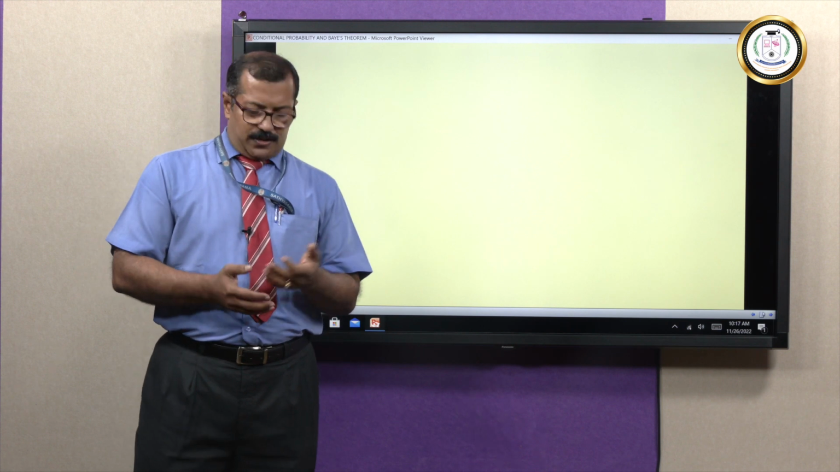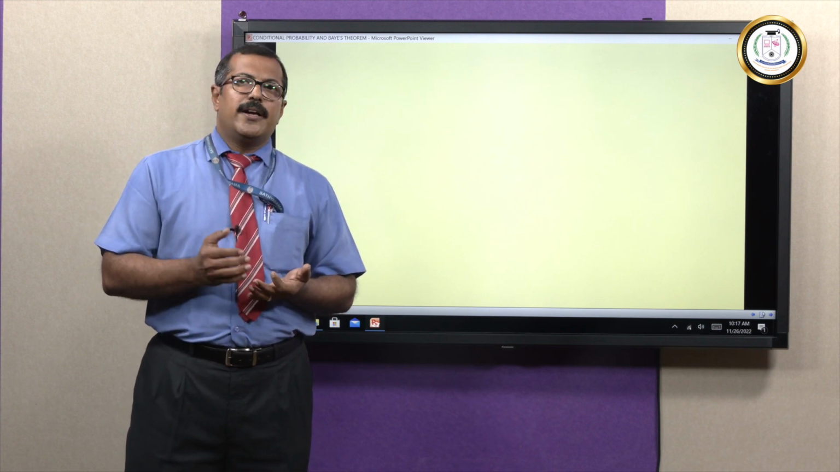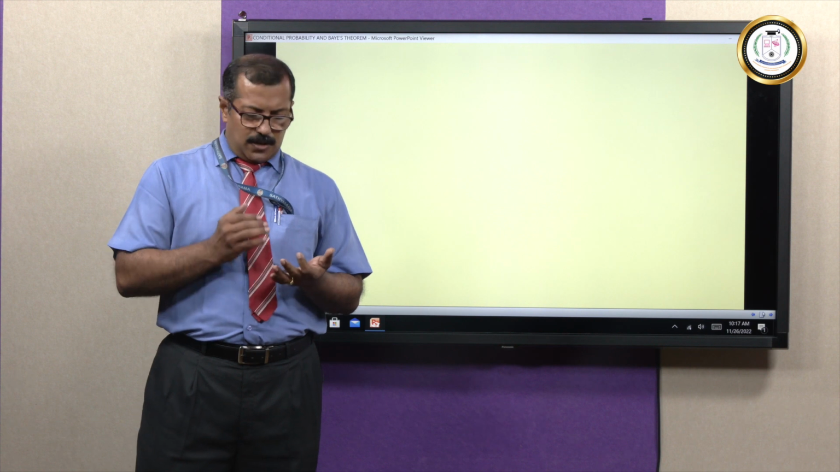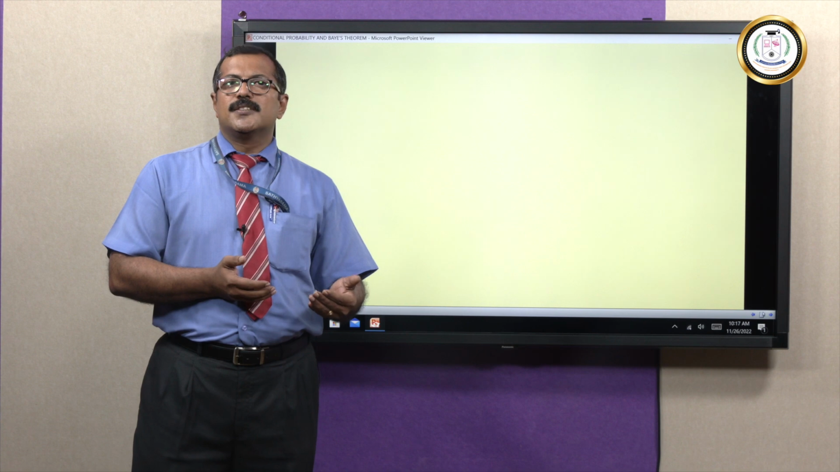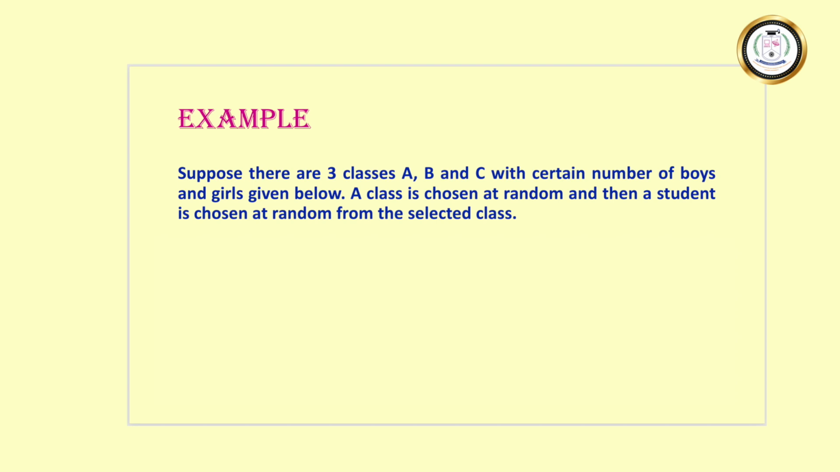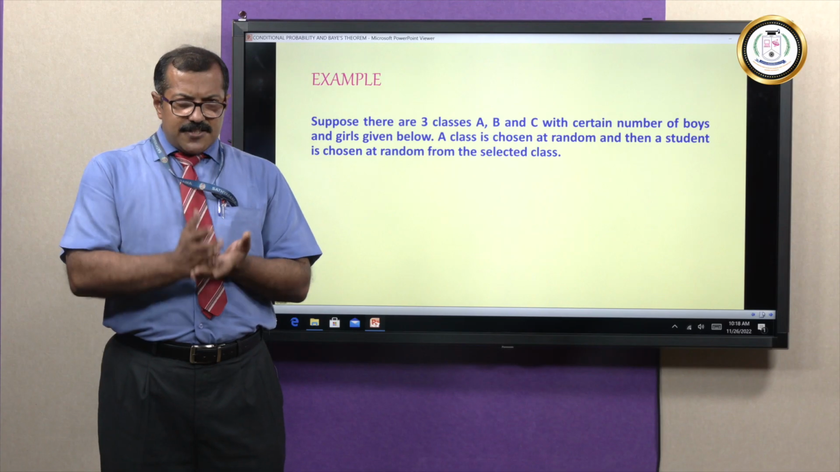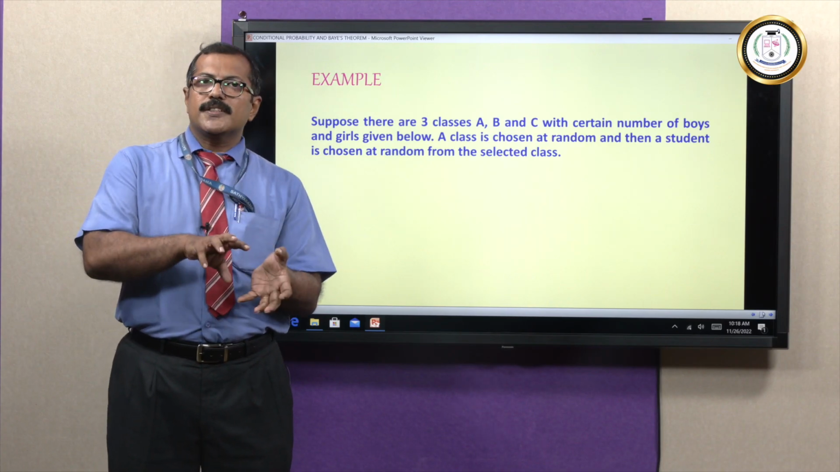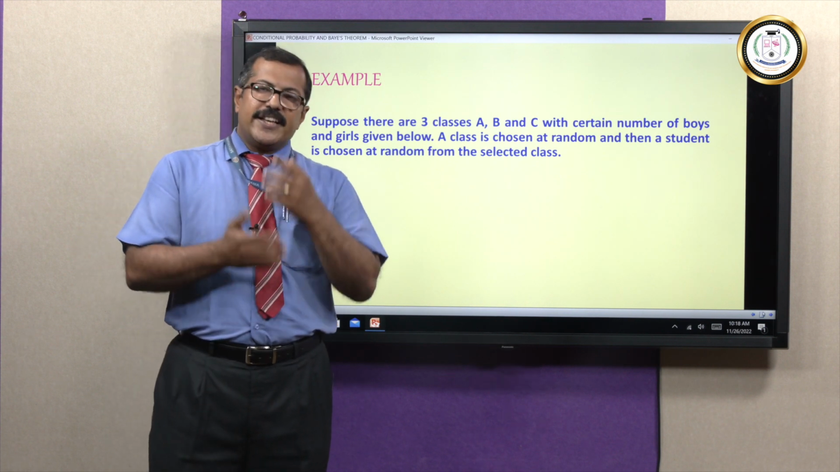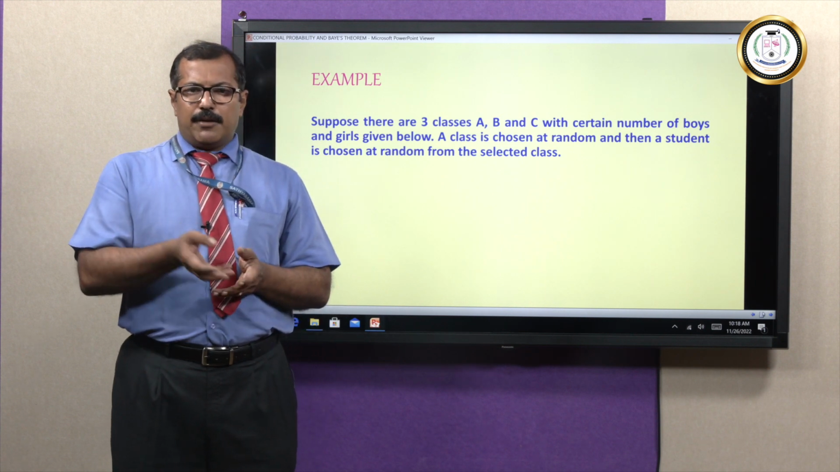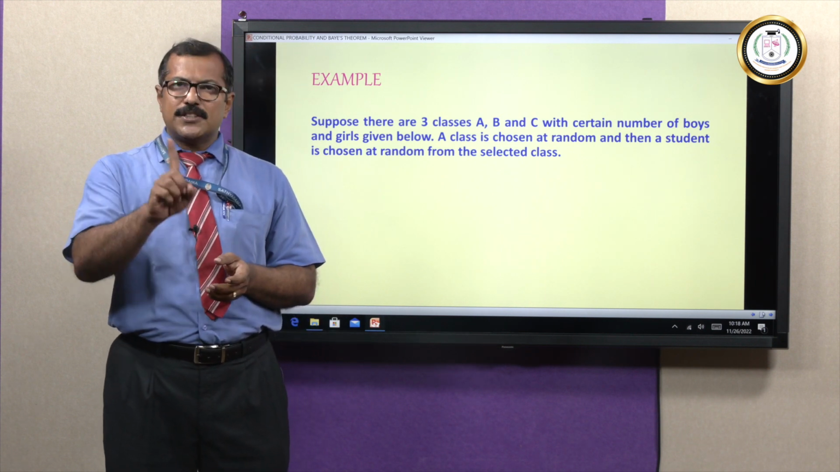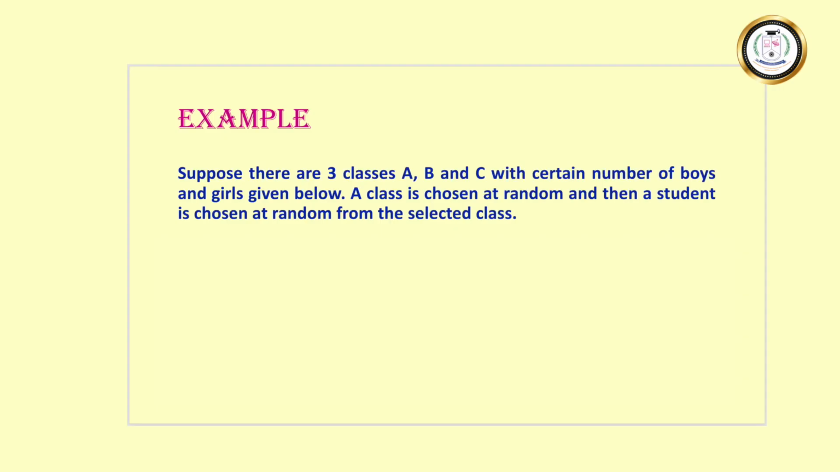So far we have discussed conditional probability and independent events. Now we will discuss an example, and based on that example we will discuss two more theorems. There are three sections: section A, section B, section C. Each section has a certain number of boys and a certain number of girls. And the experiment goes like this: you randomly select one class, and from the selected class you select one student. So this is the experiment, and the composition of boys and girls is like this.